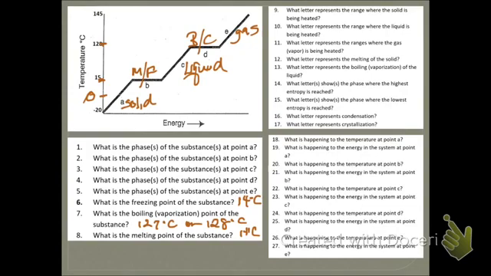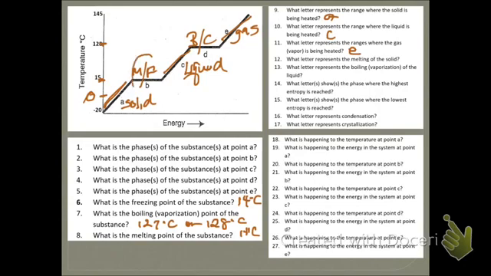What letter represents the range where the solid is being heated? Well, solid is being heated here. So that would be A. What letter represents the range where the liquid is being heated? Liquid is being heated here. So that's going to be a C. What letter represents the range where the gas vapor is being heated? Gas is being heated here. So that's your E.